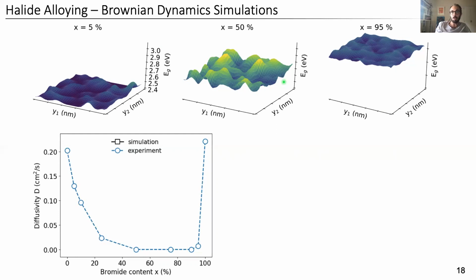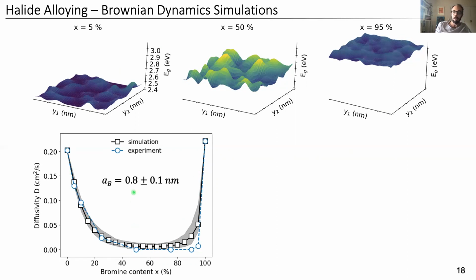The simulation does not include any fit parameters. So the only thing we do is we need to take the exciton Bohr radius of the carriers. We take for that a literature value of 0.8 nanometers, and we observe a very good match with the experiment, where we even see the similar asymmetry on the bromide side versus the iodine side. So this is for an exciton Bohr radius of 0.8.